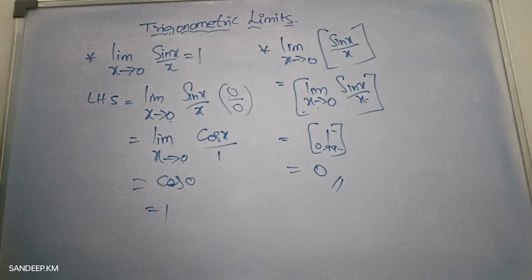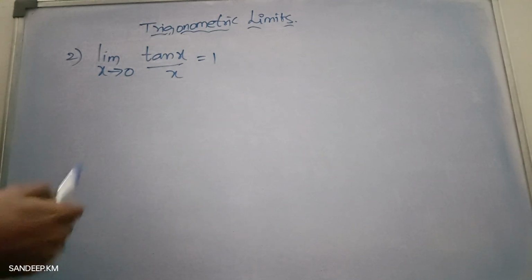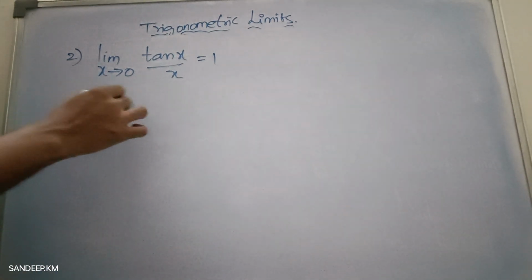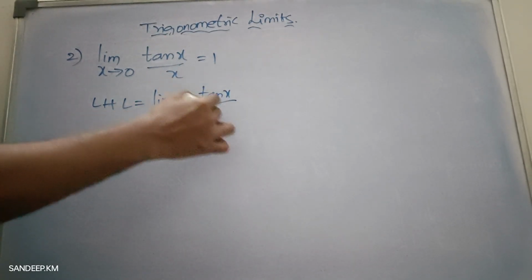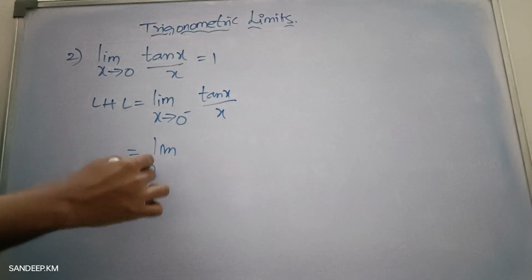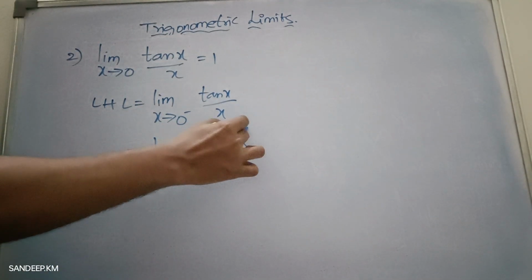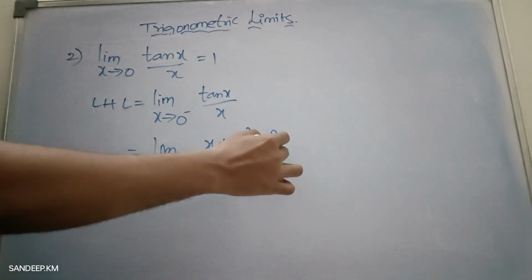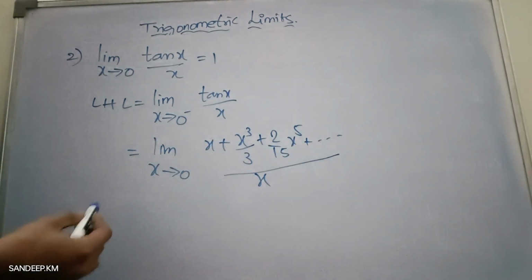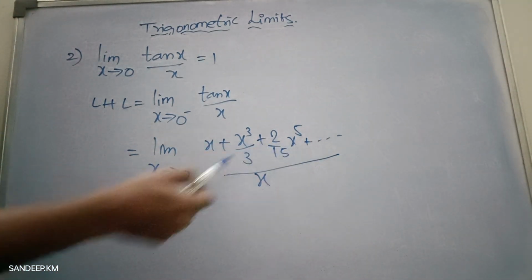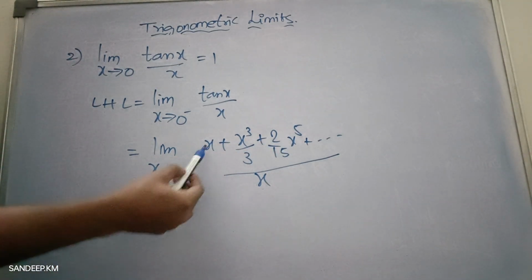Limit x approaches 0, tan x by x is equal to 1. So first I will prove this using LHL and RHL. First of all, let me take the left hand limit. Limit x approaches 0 minus tan x by x, and tan x expansion. What is tan x expansion, dear students? You should have learnt it by heart properly. x plus x cube by 3 plus 2 by 15 into x power 5 plus and so on, with common denominator x. So observe, all are positive. It is not plus minus plus. All are positive. Please observe this. And odd powers of x only.